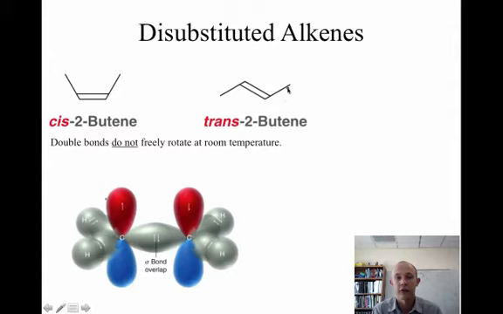whereas this is trans-2-butene. Remember, these are diastereomers of one another because you can't rotate freely around this double bond. In order to rotate around the double bond, we would have to break the pi bond, which requires more energy than is available, at least at room temperature.